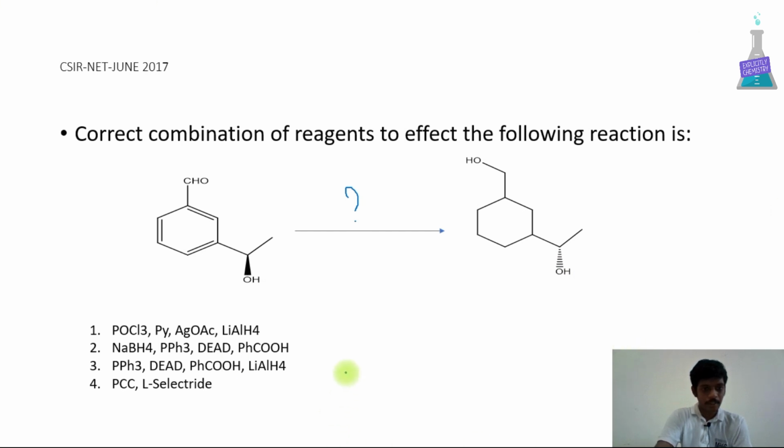One is POCl3, pyridine, AgOAc and lithium aluminum hydride; NaBH4, PPh3, DEAD, PhCOOH; PPh3, DEAD, PhCOOH and lithium aluminum hydride; and PCC, L-Selectride. You see that this alcohol, which is in wedge, is converted into dash here. Then it is the Mitsunobu reaction.